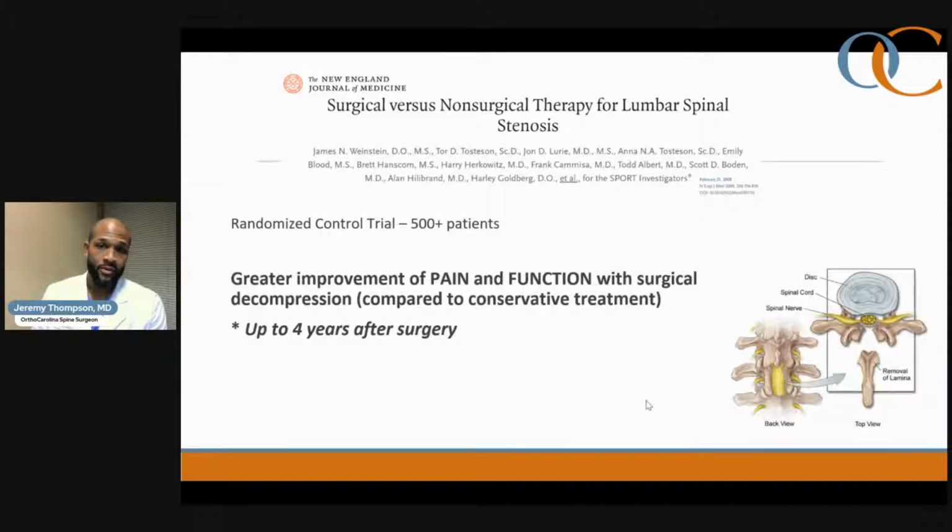So if you need surgery, surgery actually helps people. It works. In a large randomized controlled trial, which is the best study that we can do, where essentially all things are equal, they compared people that treated their lumbar stenosis without surgery and people that treated their lumbar stenosis with surgery. And they actually found that people that undergo surgery, an unpinching of those nerves that are pinched, had greater improvement of pain and function up to 4 years after surgery with the surgical treatment.